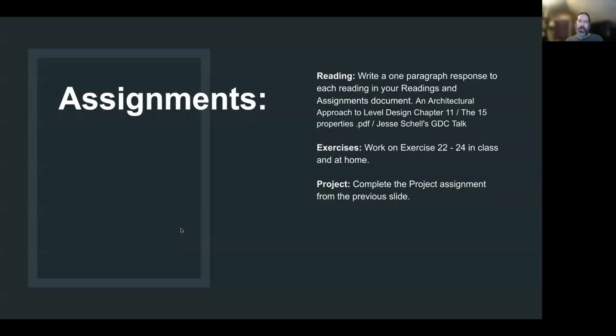All right, and then again, your assignments will be reading a paragraph, writing a paragraph in response to each of the readings, which will be chapter 11, the 15 properties PDF, which I've included, but also that is in the book. So the 15 properties of wholeness applied to game design chapter in the book, and Jesse Schell's talk about the 15 properties as well. So that's another thing to listen to for this week. He's really engaging, wrote Art of Game Design, great guy. Should be an enjoyable talk to listen to.